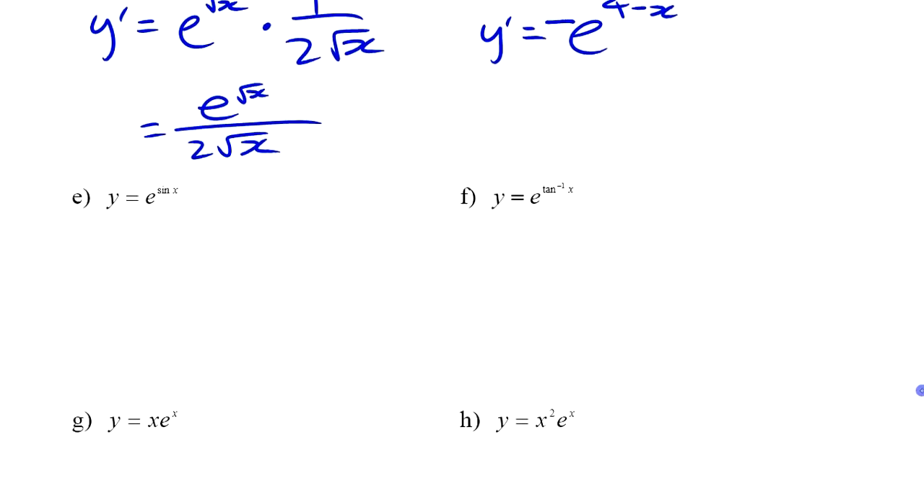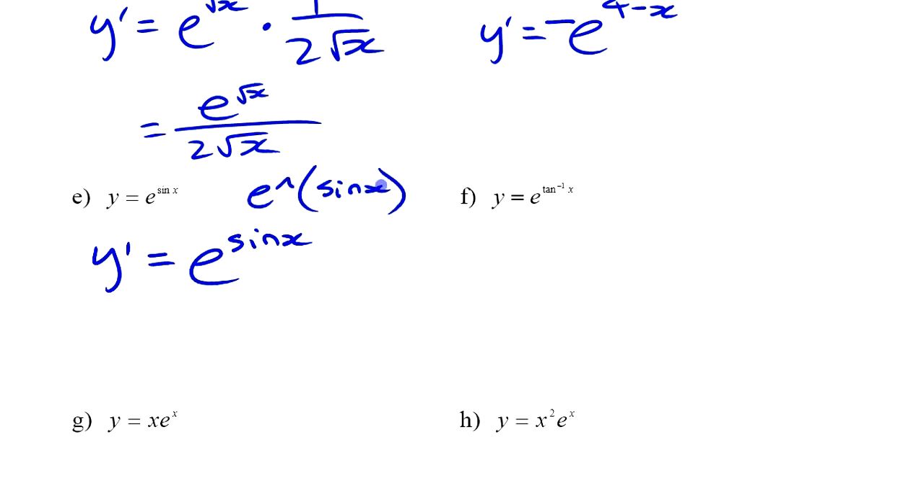A few more here. E to the sine x, derivative is e to the sine x times the derivative of that inside function, which again, sine x is the inside function here because it's in the exponent, so the derivative is that times cos x. You could maybe put the cos x first or this, it doesn't matter.